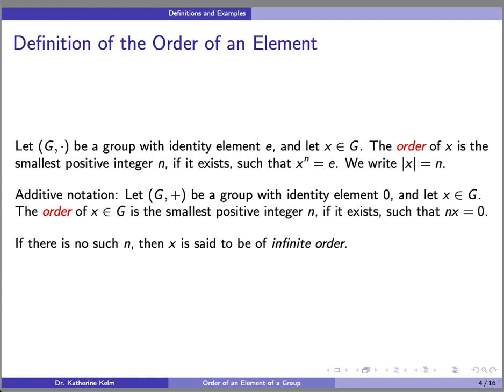If the group has addition as its operation, and we use additive notation, then the definition looks like this. G is a group with identity element, generally called 0. Then for an element x in G, the order of x is the smallest positive integer n, if it exists, such that nx equals 0. That is, the smallest number of times that we have to add x to itself to get the identity element. If there is no such n, then x is said to be of infinite order.